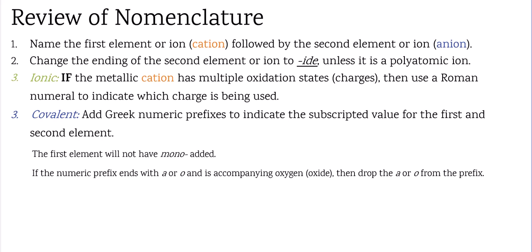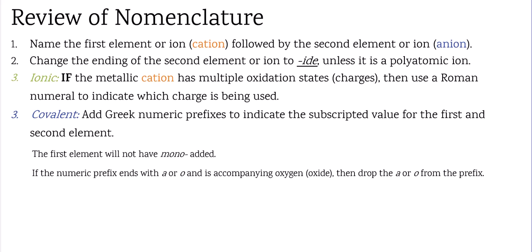But you're going to add Greek numeric prefixes to indicate the subscripted value for the first and the second element. The first element can never have mono. Now, there can be one of that thing, but you're not going to put down mono. Think of it. Monocarbon dioxide, monocarbon monoxide. Sounds a little strange. Carbon dioxide, carbon monoxide. Sounds fine. Now, by choosing those two, I also indicated the next part.